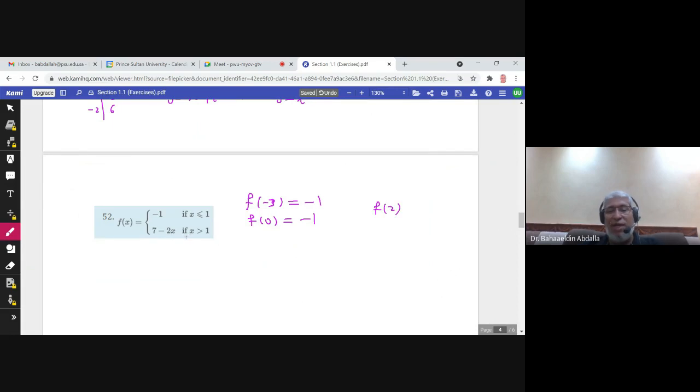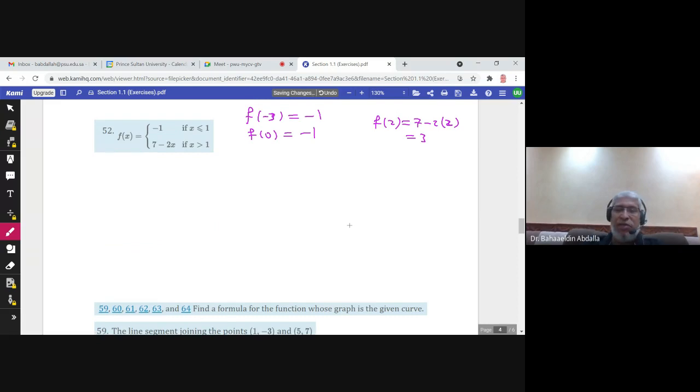Well, 2 is greater than 1. So I use this definition. So it is 7 minus 2 times 2. We replace, as usual, x by 2. So 7 minus 4, which is 3. So f of 2 is 3.